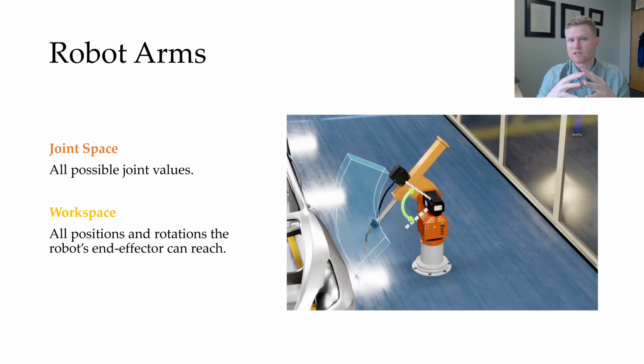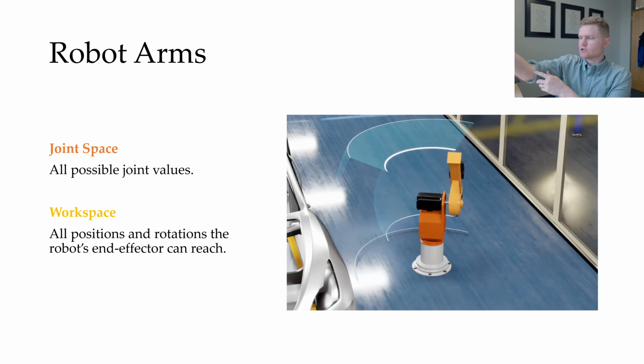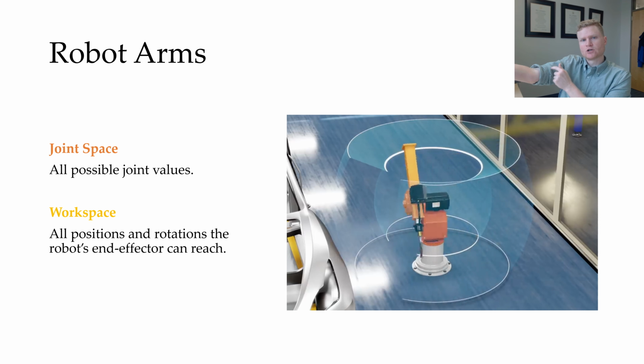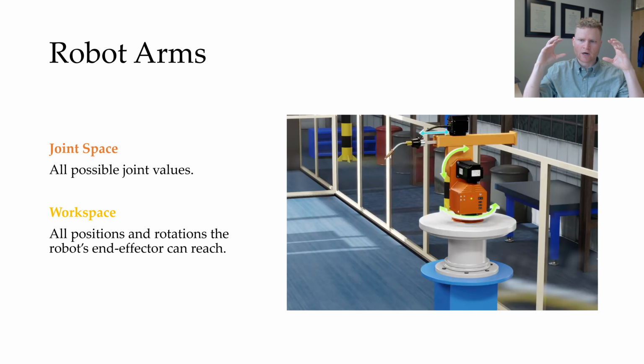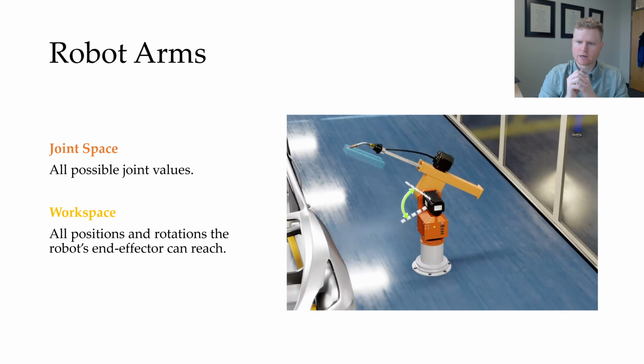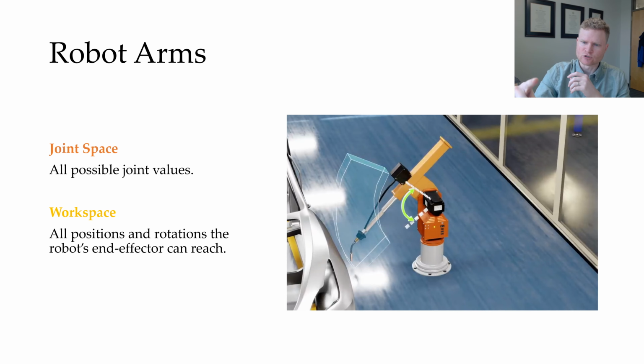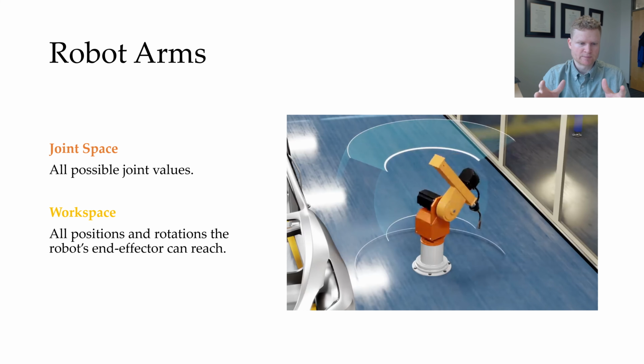Now, the joint space of the entire arm is formed by doing that same process, but for each joint along the arm and concatenating that into one large vector. And so here, you can see the joint space is shown by these different arrows that are highlighting, hey, this joint can rotate this many degrees, and this joint can translate so many degrees, and so on and so forth. So that's your joint space.